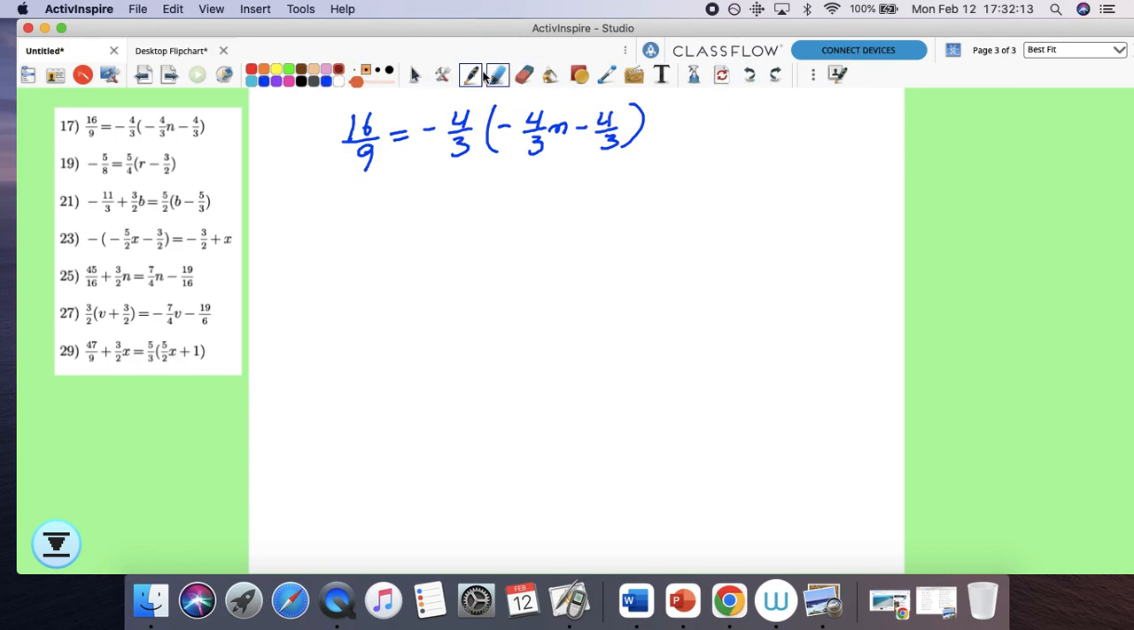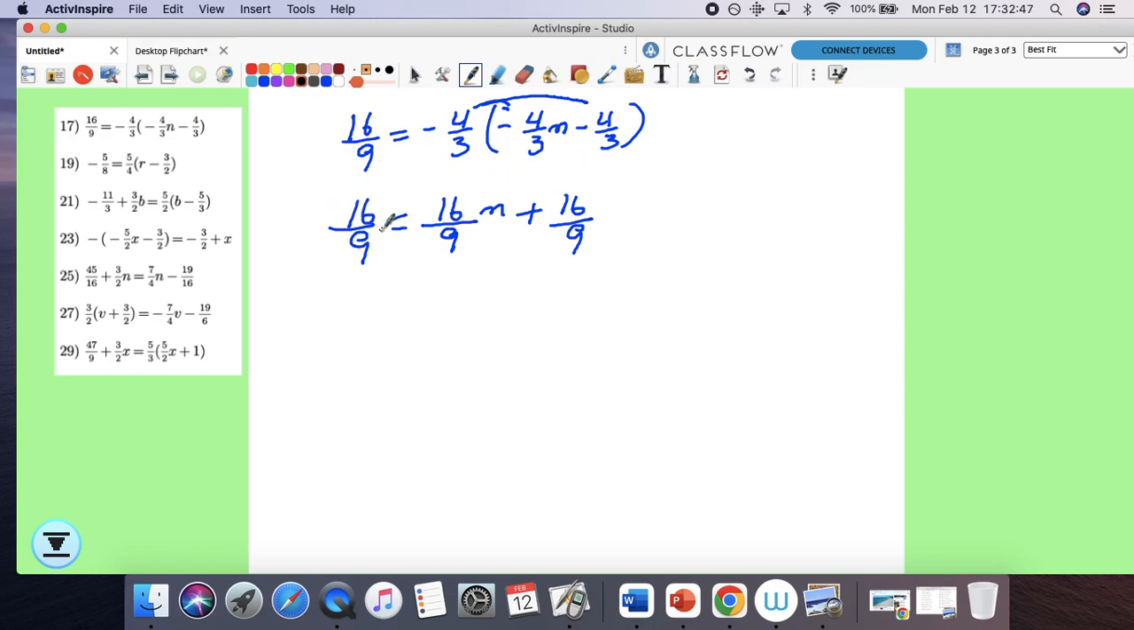Or like I said, you can do this distributive property. So it's 16 over 9. Let me just do this distributive property. Negative and negative is a positive. 4 times 4 is 16. 3 times 3 is 9 over n. Actually, this one, you'll end up saying that. And again, negative times a negative is a positive. 4 times 4 is 16. And then 3 times 3 is 9. So this is what you end up getting.